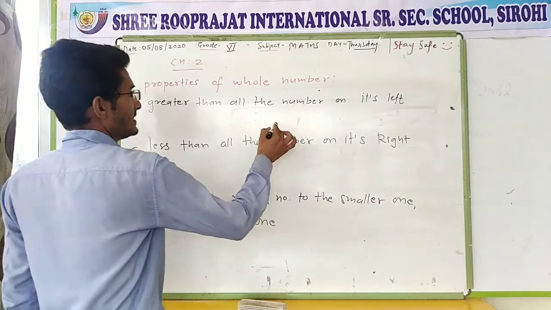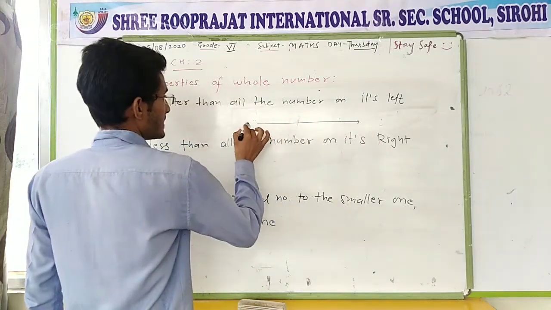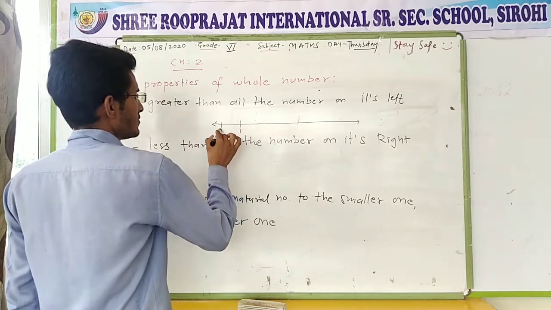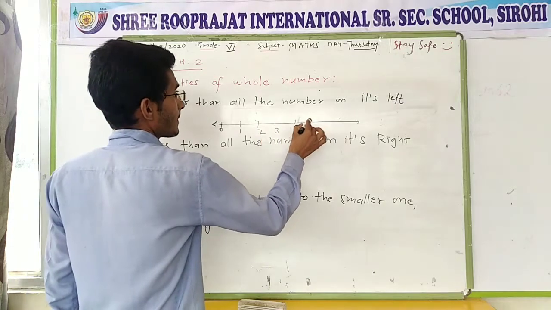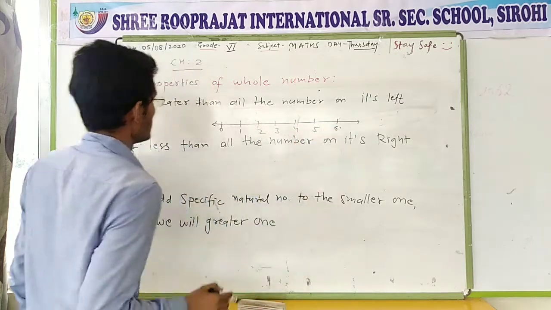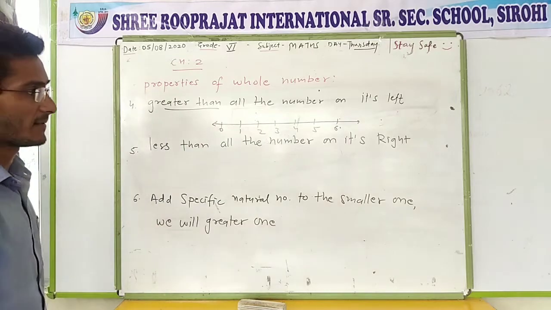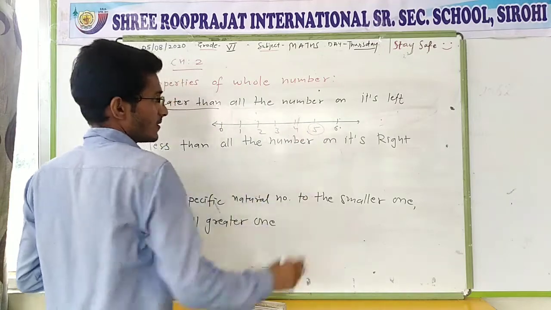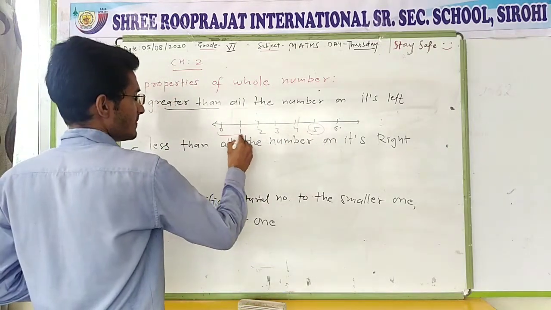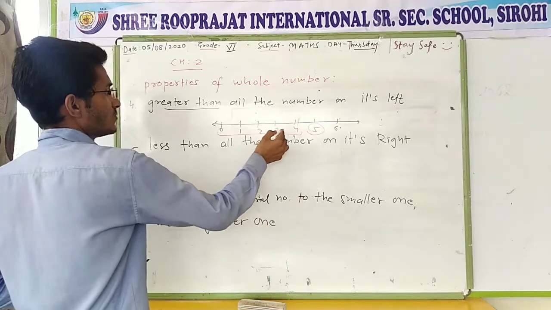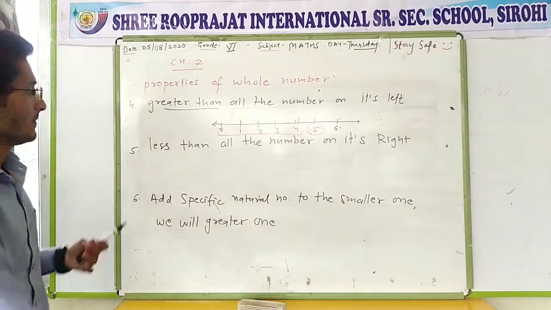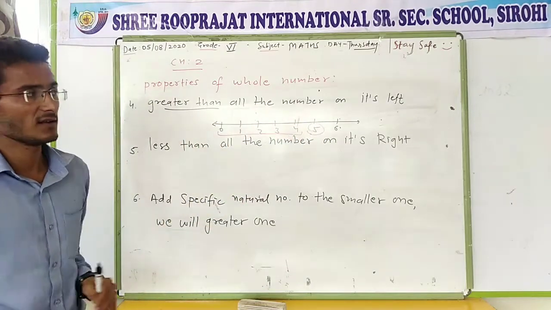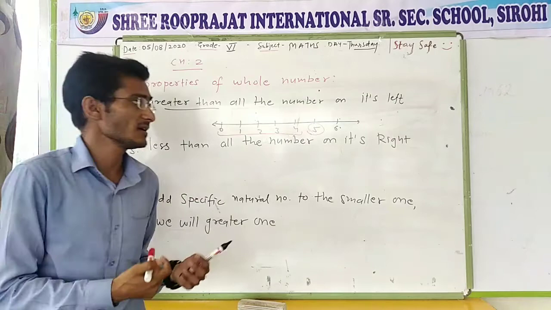If we talk about a number line, here are a few numbers given. You can mark 1, 0, just for example. So, greater than all the numbers on its left. Suppose we take any number, suppose we talk about only 5. So 5 is greater than all the numbers which are on its left, like 0, 1, 2, 3, 4, and many more numbers which are not given right now. So 5 is greater than all the numbers on its left. So it will be greater than all the numbers on its left.